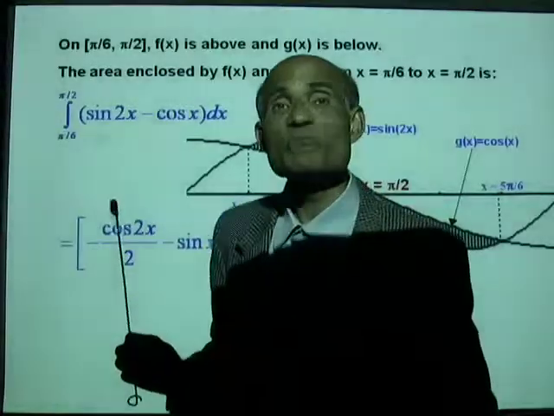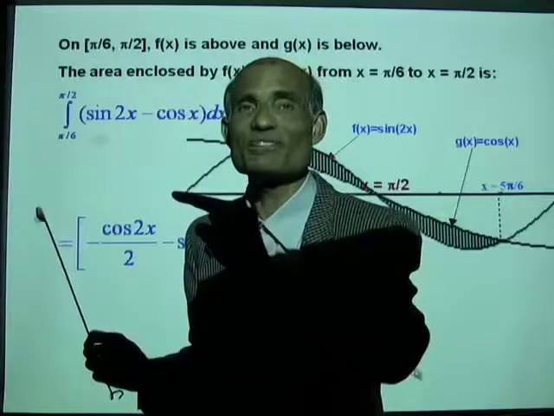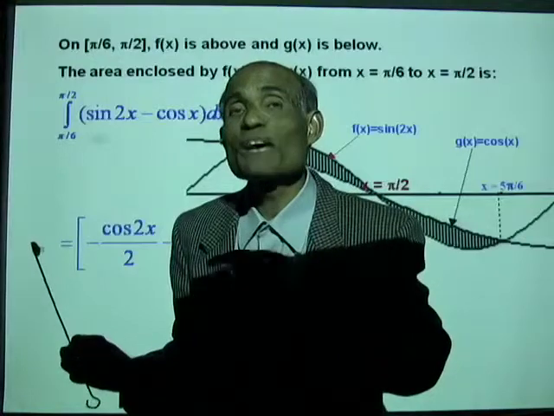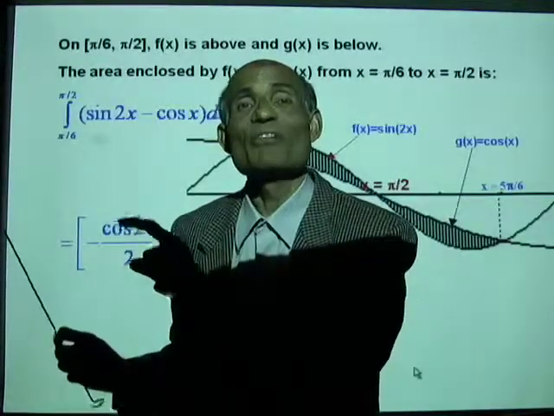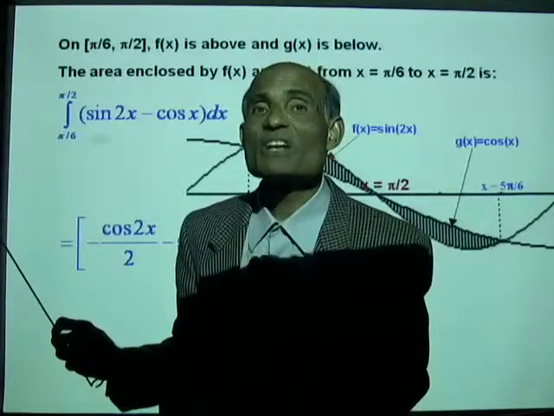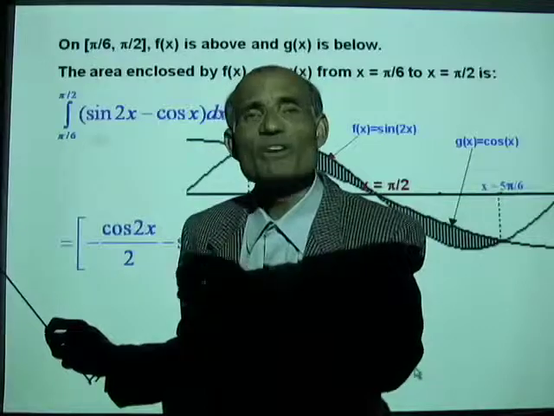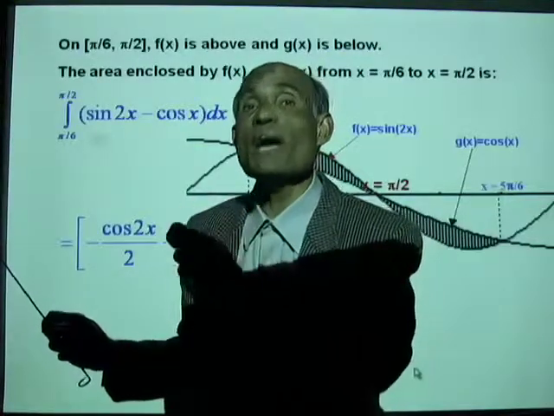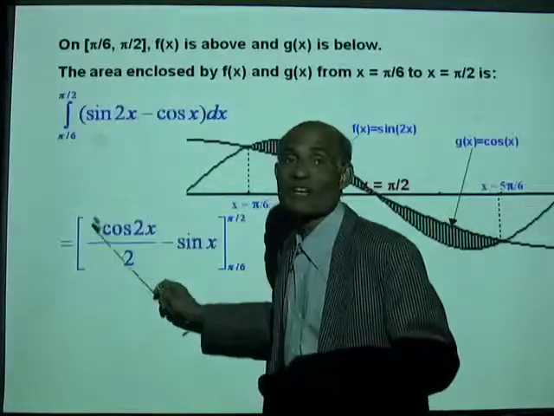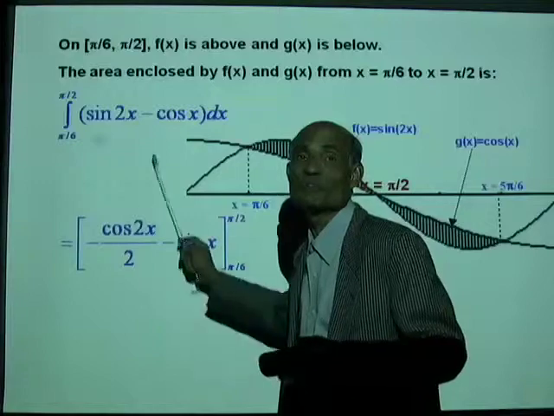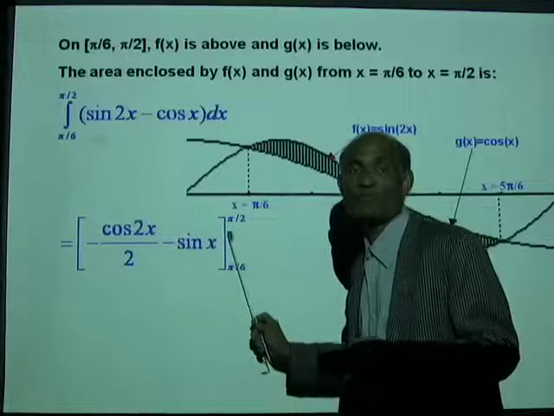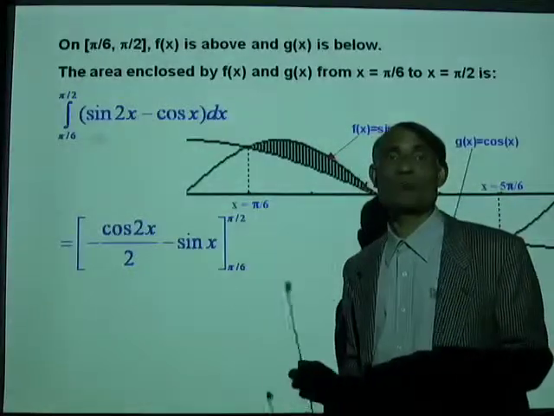Now remember, the derivative of sine x is cos x. The derivative of cos x is negative sine x. Therefore, the integral of sine x is negative cos x. The integral of sine mx is negative cos mx over m. So the integral of sine 2x is negative cos 2x over 2 minus the integral of cos x, which is sine x, from x equal to pi by 6 to x equal to pi by 2.